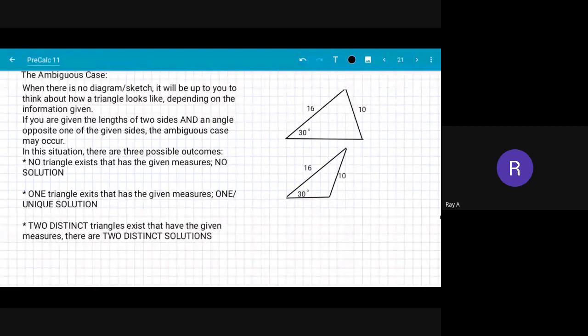Hello, everyone. So we have done the first part of the Sine Law 5.5, and we are going to backtrack a little bit. In 5.4, it's the math lab, wherein you are supposed to be doing an inquiry towards figuring out how to solve triangles involving the Sine Law.